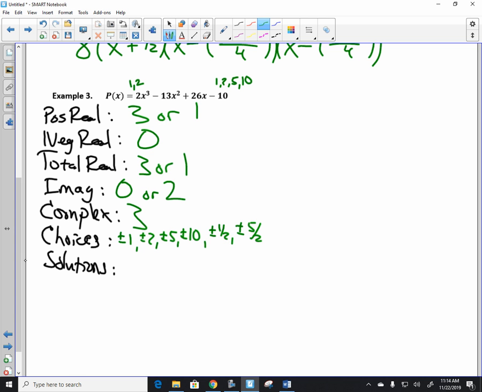Do you want to try 1? Great. 2 minus 13 is negative 11, plus 26 is 15, minus 10 is 5. That doesn't work. Should we try negative 1? No. How about 2? Are you worried you'd make a mistake if you tried 2? If you're worried about making a mistake, you could always use synthetic division, right? And see if you get 0. I'll try it.